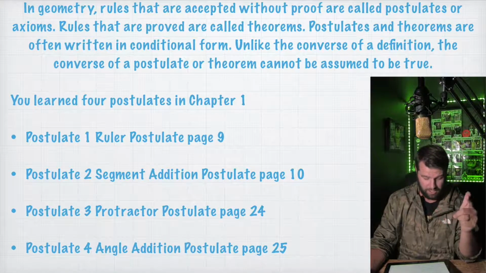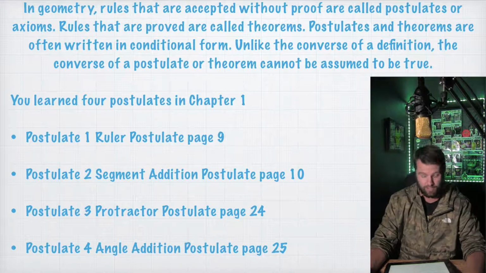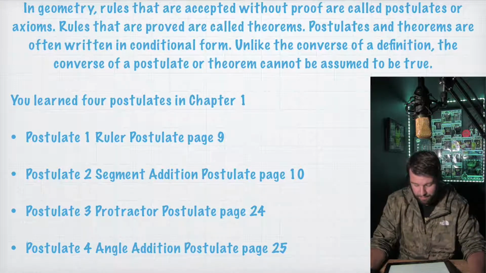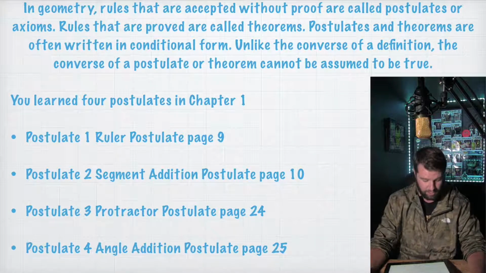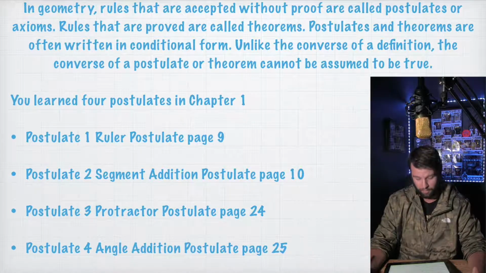So, in chapter 1, you have learned 4 postulates. Postulate 1 was your ruler postulate. That's on page 9. Postulate 2, the segment addition postulate, on page 10. Postulate 3, the protractor postulate, on page 24. And postulate 4, the angle addition postulate, on page 25.